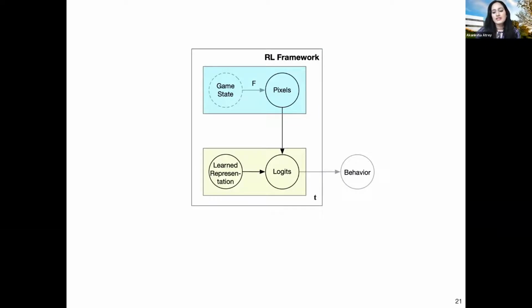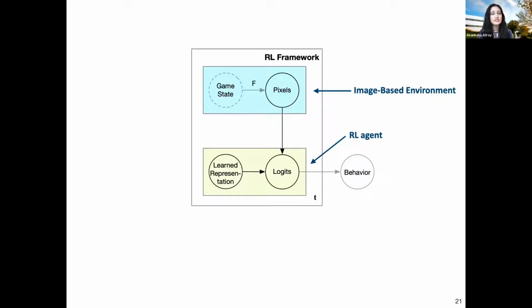So in this work, we present a causal graphical model of the relationships between an RL agent in the yellow plate and an image-based environment in the blue plate. So let's step through this together. The environment, which is the blue plate, maintains some usually latent game state, which is transformed using some function f into a pixel representation. And that is what we see. We see this pixel image, and that is what the agent also sees, just the pixel image. But there is some underlying generative process that's generating this from game state.